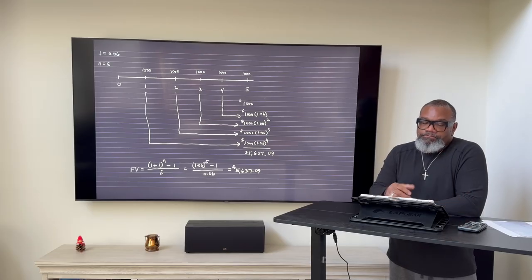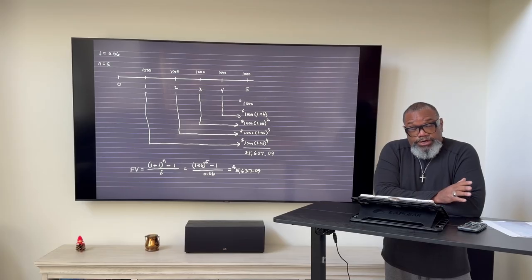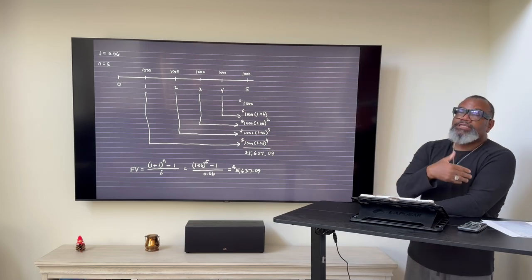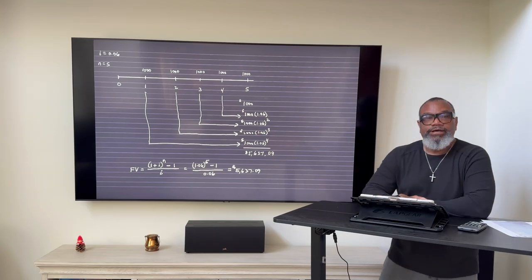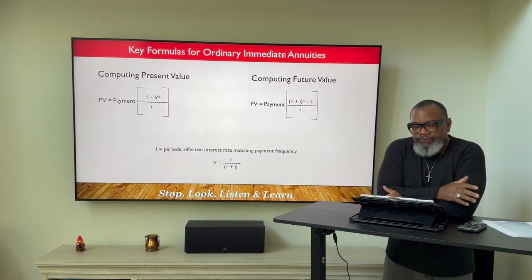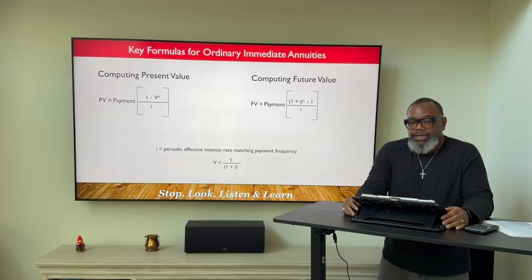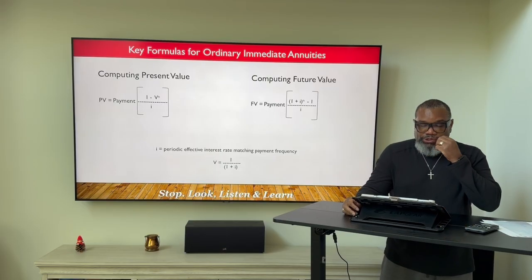And so those were the two examples that I wanted to go through just to illustrate how you compute the present value and the future value of an ordinary immediate annuity, right? And ordinary means that the payments are being received at the end of the year. Now, there are a couple key formulas here that I wrote down and that you should basically learn and commit to memory and know how to use them just in case you ever do.